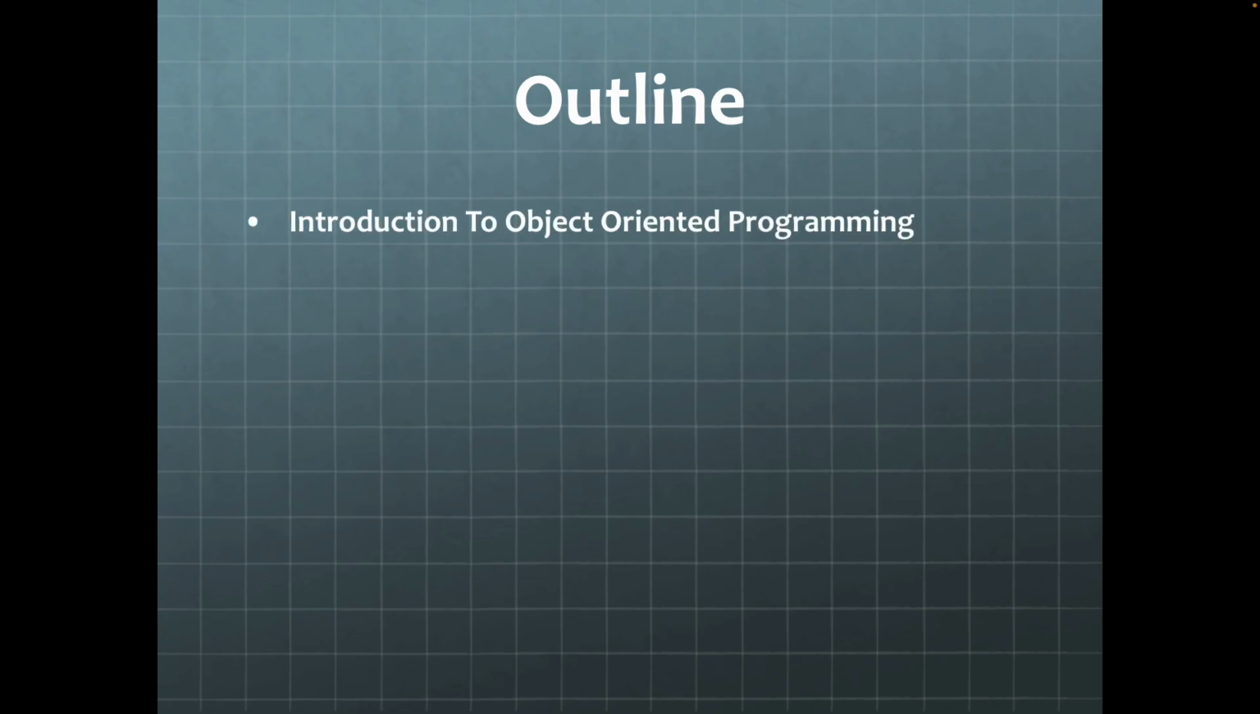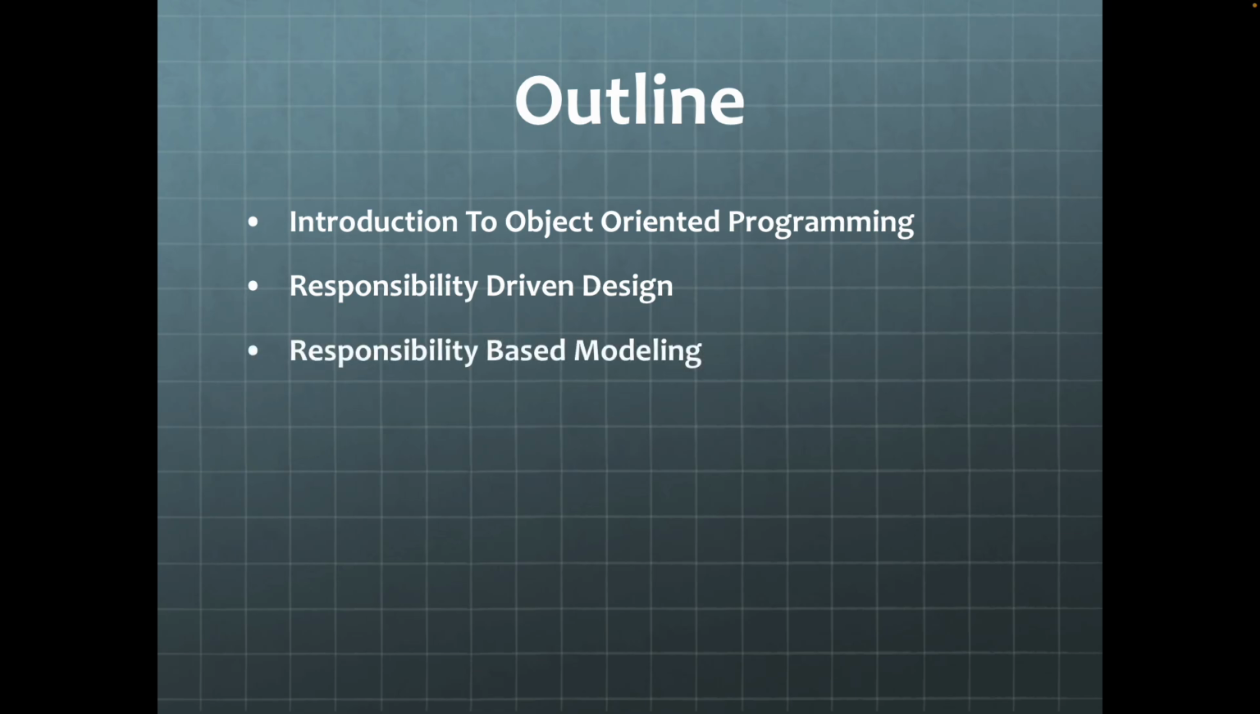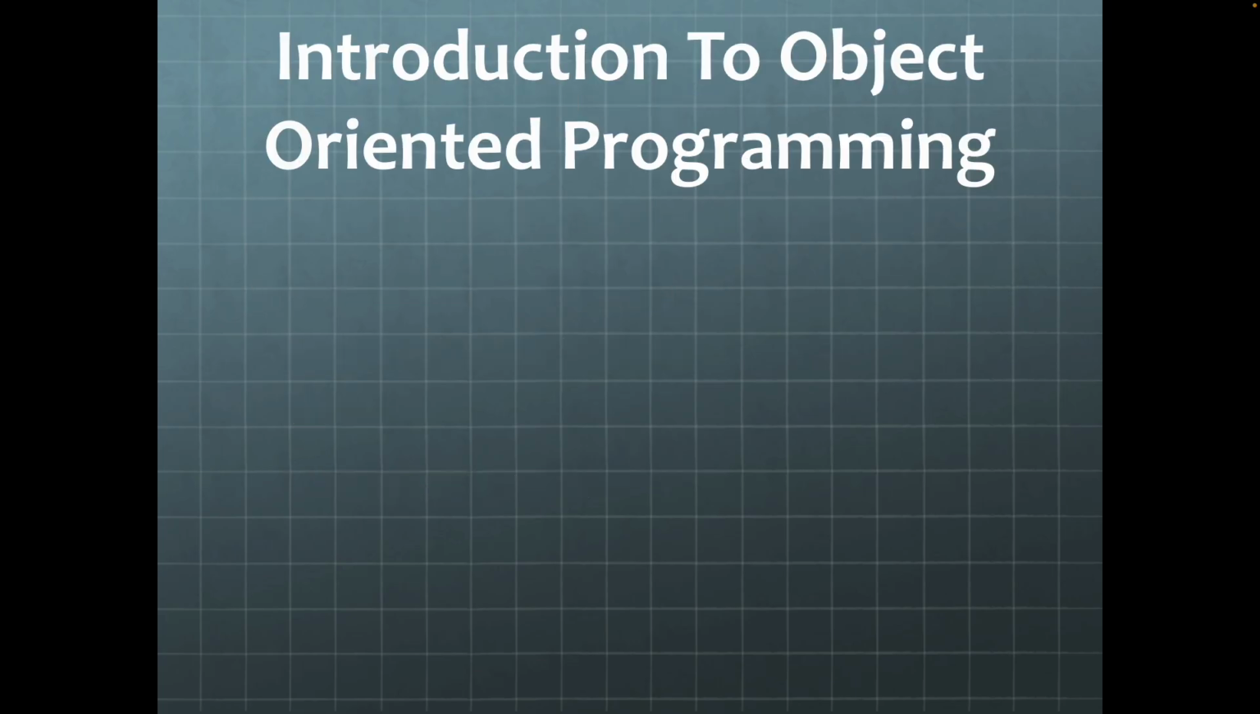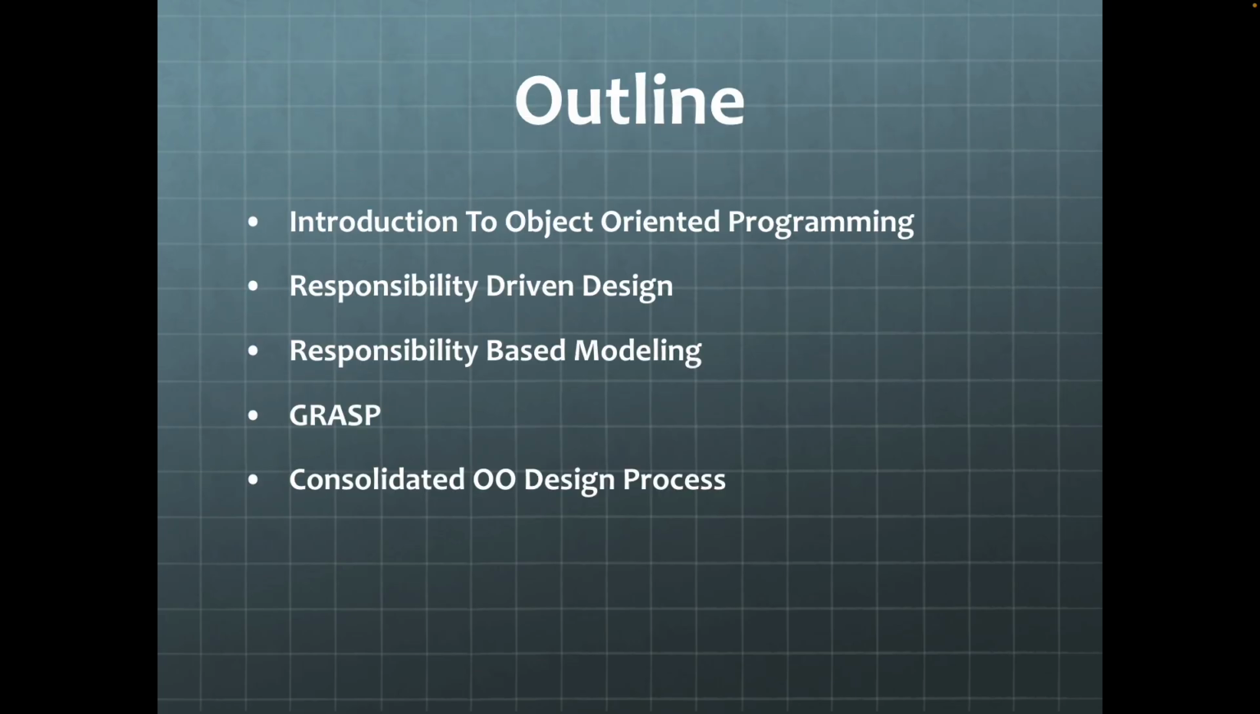First I'm going to give you an outline of the talk. I'm going to start with just an introduction to object-oriented programming, and then I'm going to jump into what responsibility-driven design is, and then I'm going to talk about a variation of it called responsibility-based modeling, and then GRASP, and then consolidated OO design process, which basically summarizes all of them together.